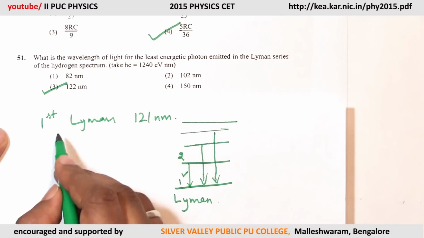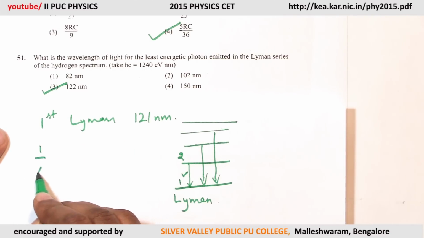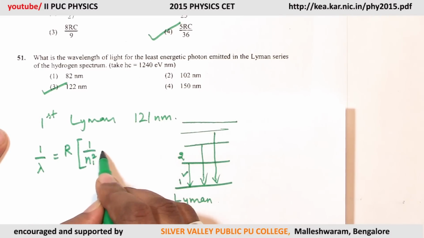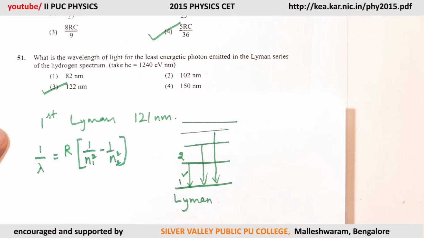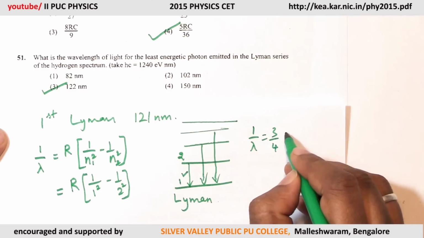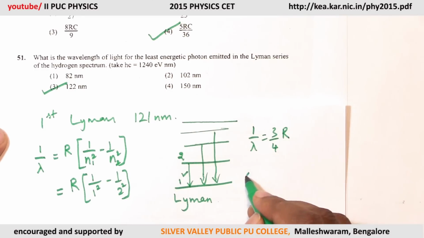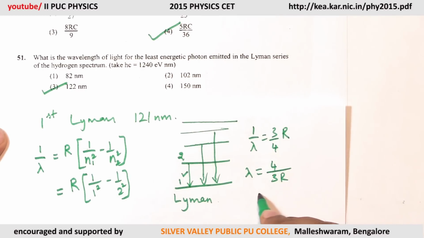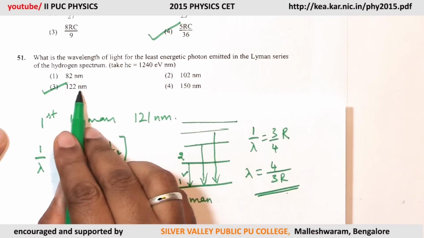If you use the formula, wavelength: 1 by lambda is wave number equal to R into 1 by n1 square minus 1 by n2 square, equal to R into 1 by 1 square minus 1 by 2 square. 1 minus 1 by 4 is 3 by 4. Therefore, 1 by lambda equal to 3/4 of R, or lambda equal to 4 by 3R. Simplify this, you'll get 121 nanometer.